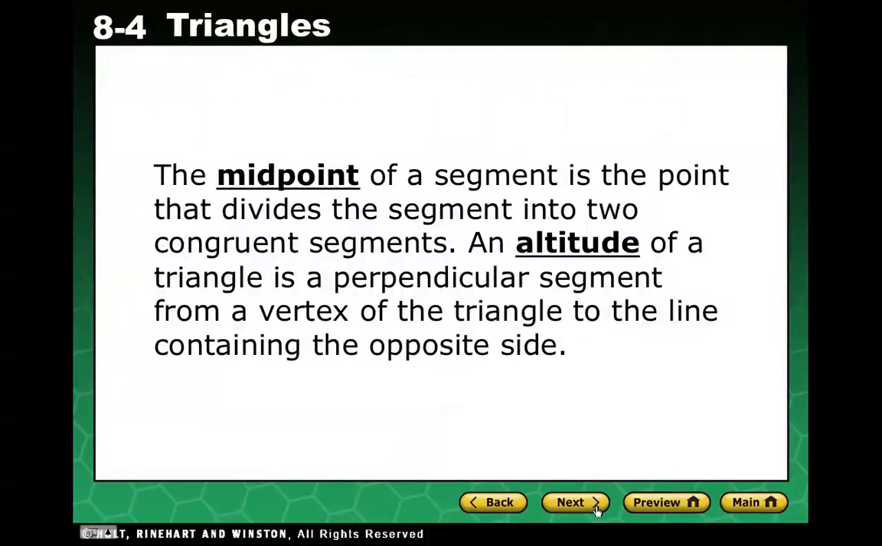So the midpoint of a segment is the point that divides the segment into two congruent segments. An altitude of a triangle is a perpendicular segment from a vertex of the triangle to the line containing the opposite side. An altitude is always perpendicular, so you know that it's 90 degrees there. And this helps us figure out the height of the triangle if it's not a 90 degree or a right angle.